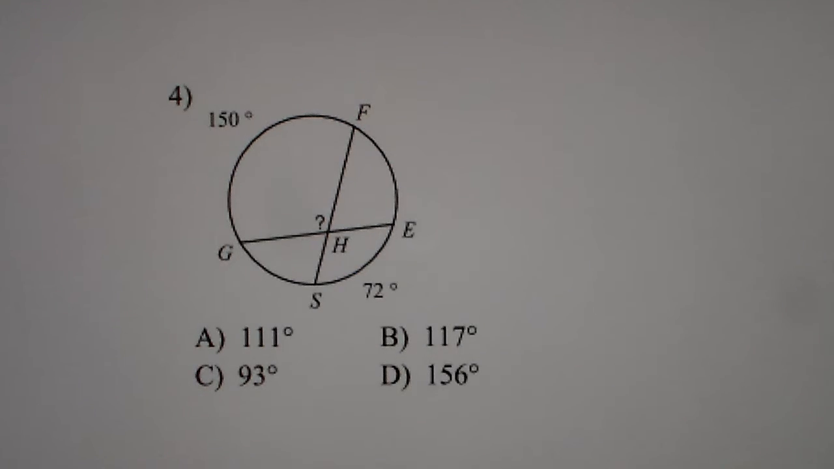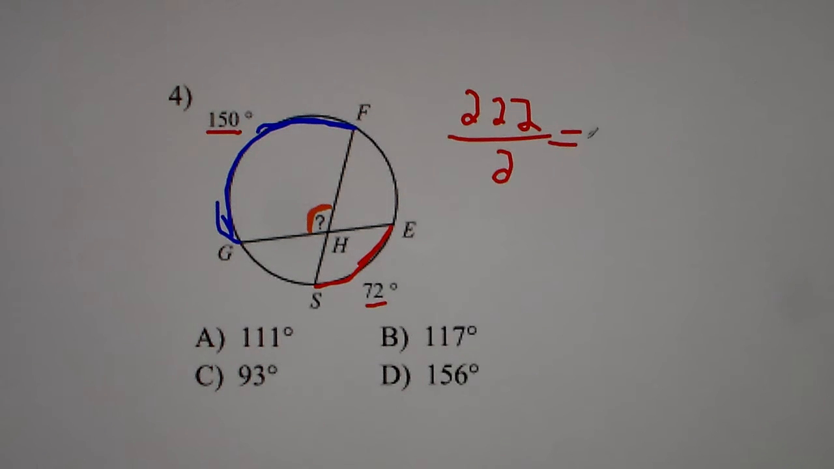Look at number 4. Once again, just like problems 1 and 3, we're going to try to find that angle. And we're given 2 chords on the inside. Our blue arc is 150. Our red arc is 72 degrees. We're going to add up those two numbers, 150 and 72, which gets you 222. We divide that by 2, and we're going to get 111. So 4 is A.